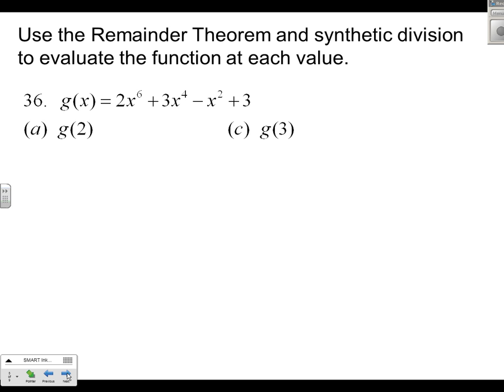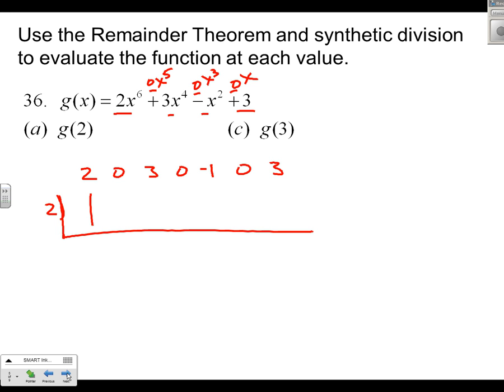So notice we got some holes here. I don't have any x to the fifths. I don't have any x to the thirds. I don't have any plain old x's. Be careful with that. Synthetically, then, this is 2, 0, 3, 0, -1, 0, 3. Double check. 2, 0, 3, 0, -1, 0, 3. So I want to synthetically run 2 through that guy. We'll do this.